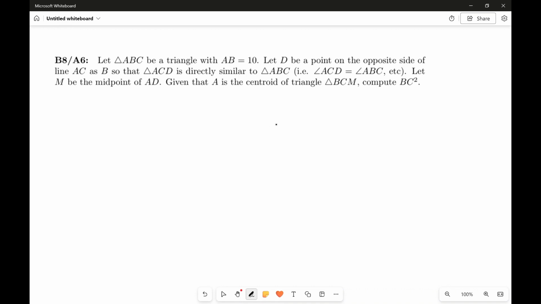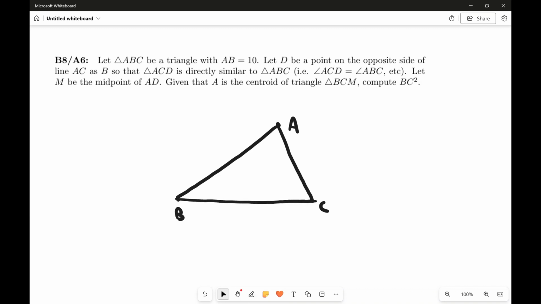So let's try drawing our diagram. So we have a point A here, and then we can try putting point B and point C here. So it might look something like that. And then we have a point D on the opposite side of line AC as B, so that angle ACD is equal to angle ABC. So it looks something like that, or actually something like this, because this angle and this angle are equal. And then we also have that angle CDA is equal to angle BCA. So it looks something like that. So this is our point D.